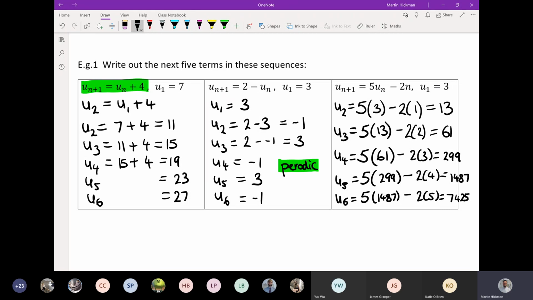And there's no particular pattern with this sequence. There's no common difference, no common ratio. It's not periodic. It's just a kind of unknown sequence here. So just showing you the different types of sequences you can get. Sometimes it might be just checking why it is n equals 2 for u2.